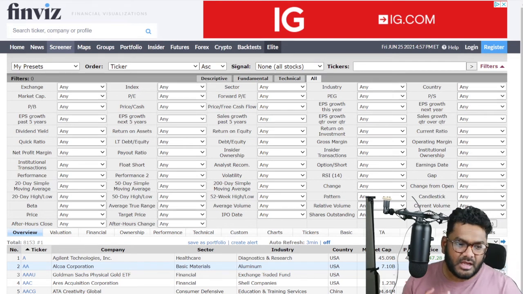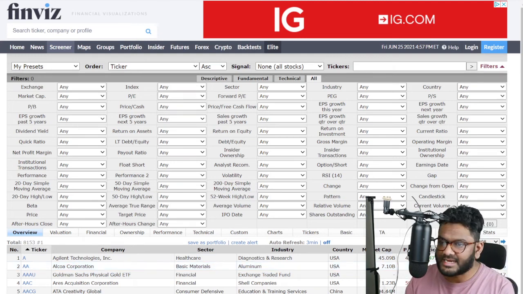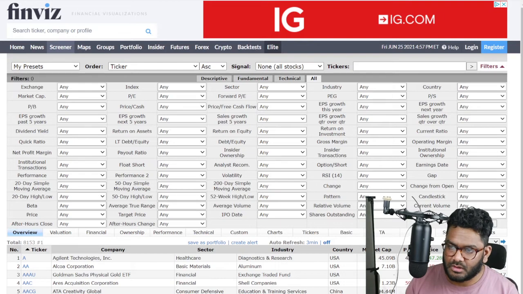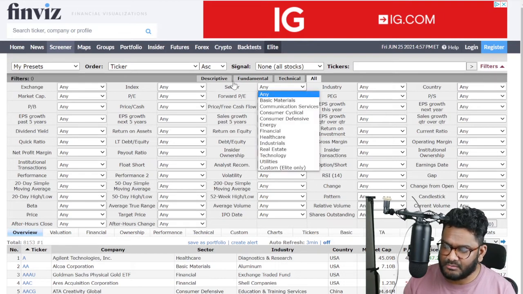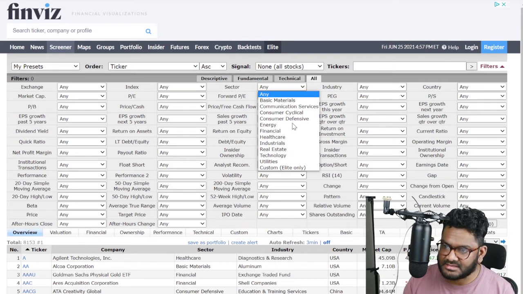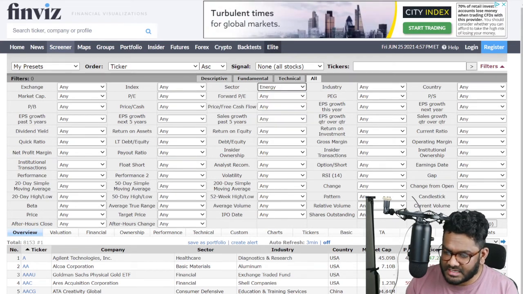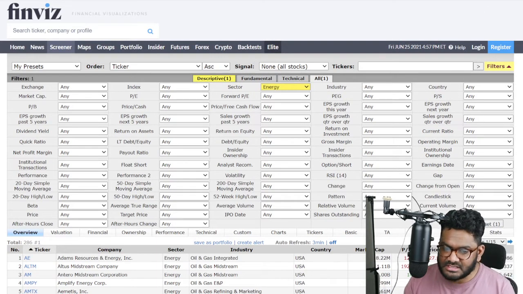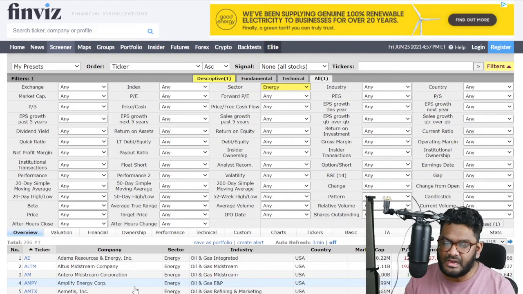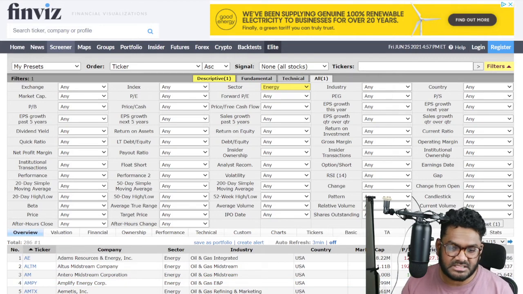But before we go and check the relative volume, what I always say is that we just check the sector, and we found that energy companies are performing really well in the last 3 months. So I'm going to go for the energy sector. Under the sector, I'm going to click the sector and find out what energy companies are there. If I just filter that one, I have 286 energy companies here. 286 energy companies, that's too much for us to do.